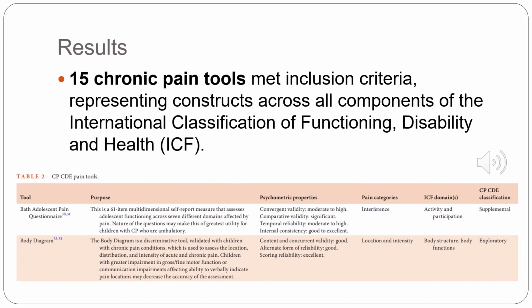After a rigorous process, 15 chronic pain tools met inclusion criteria, representing content across all components of the ICF. Table 2 shows a detailed description of each recommended measure, including the purpose, the psychometric properties, the representation of PROMIS pain domain and ICF domain, and CDE's recommendation level. 8 out of 15 were classified as supplemental. The rest were exploratory.